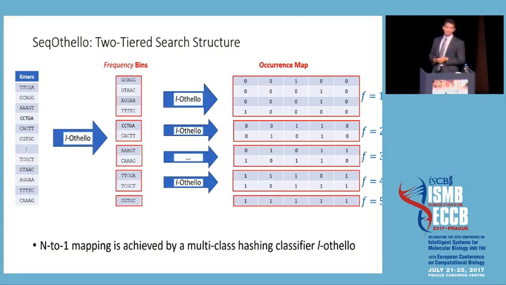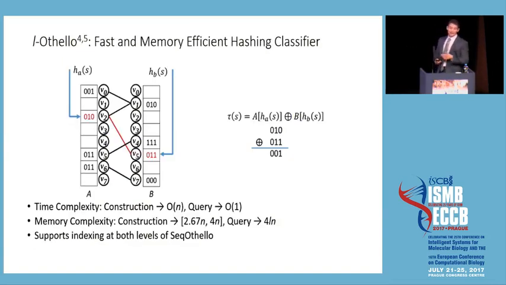Now, the speed of SeqOthello relies on the ability to do this extremely quickly in order to compete with methods like SBT. To do this, we implement a novel hashing classifier, which we call LOthello. Now, LOthello stores two hashing functions and two arrays of L-bit integers, which is where we get the name LOthello. Taking a k-mer as an input, each hash function computes an index into its L-bit integer array. And then the classification of this k-mer is taken as the exclusive OR of these two integers.